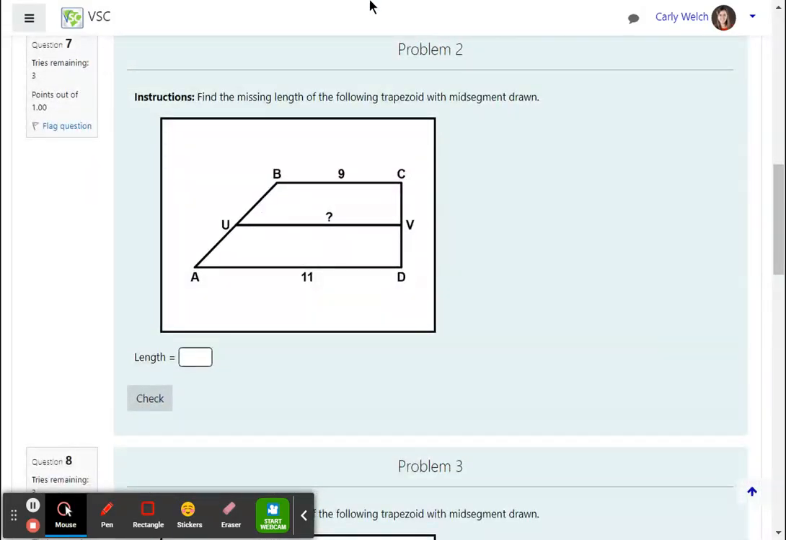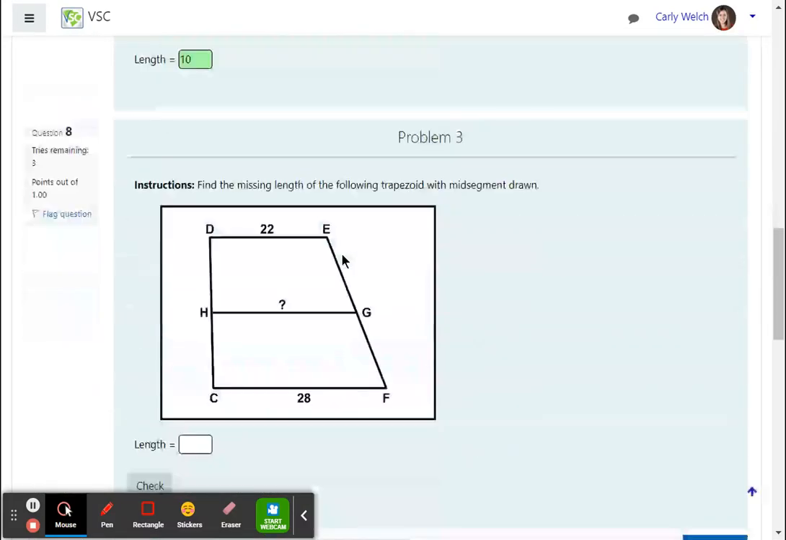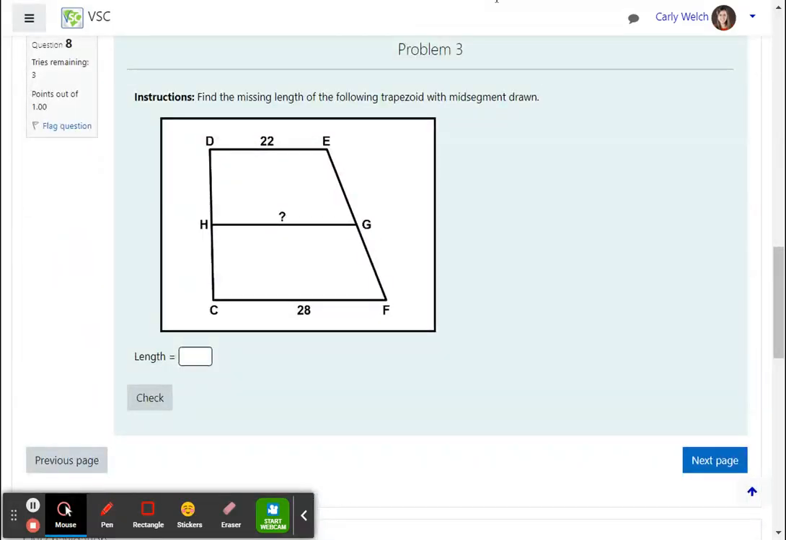Nine and 11. So we'll replace this. 9 and 11. And we get 10. Top plus bottom divided by 2. Top plus bottom, we got 22 and 28. Divided by 2 is 25.